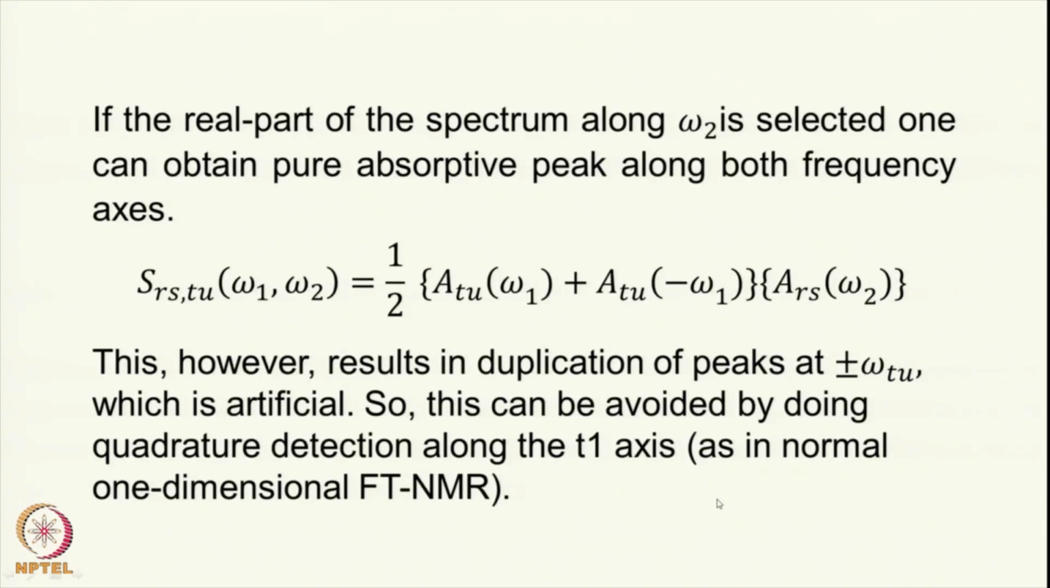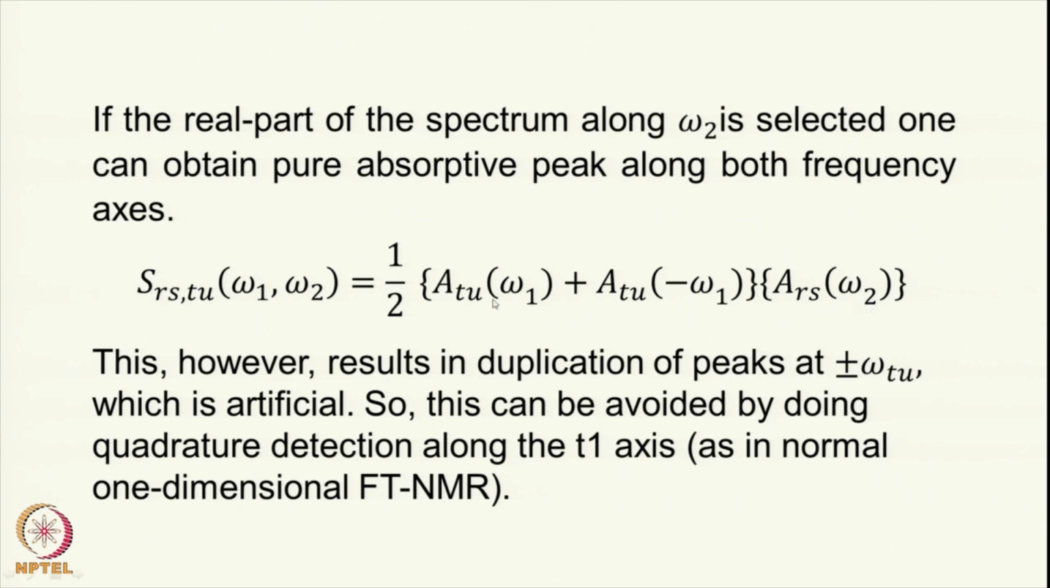So therefore now if you are detecting only the real part of the spectrum, you are recording only the real part of the spectrum, then of course, because these things can be stored separately on your computer, the real and the imaginary components can be stored separately, and you can pick up only the real part. So if you pick the real part, what I have here is ATU omega 1 plus ATU minus omega 1, and here ARS omega 2.